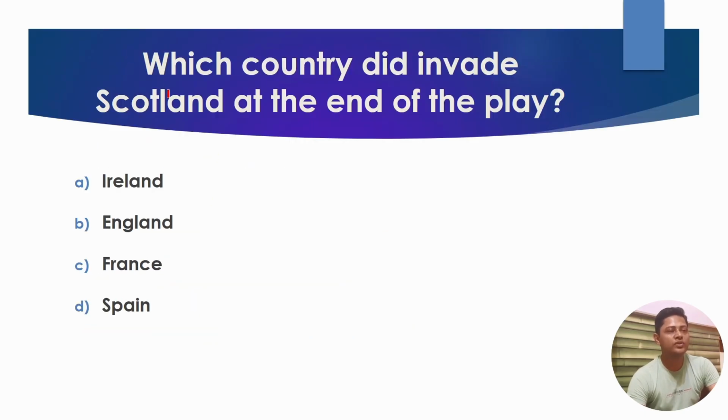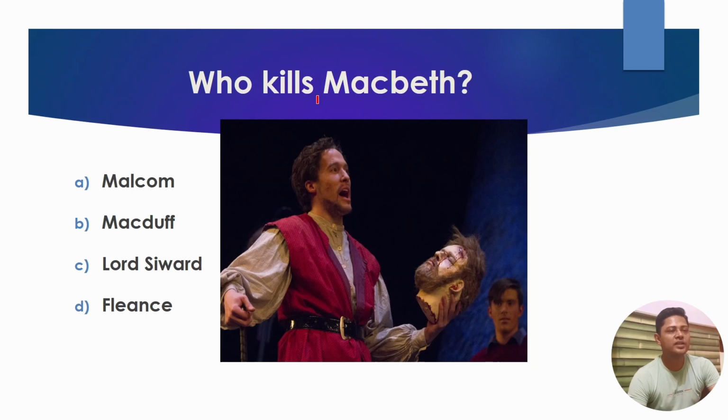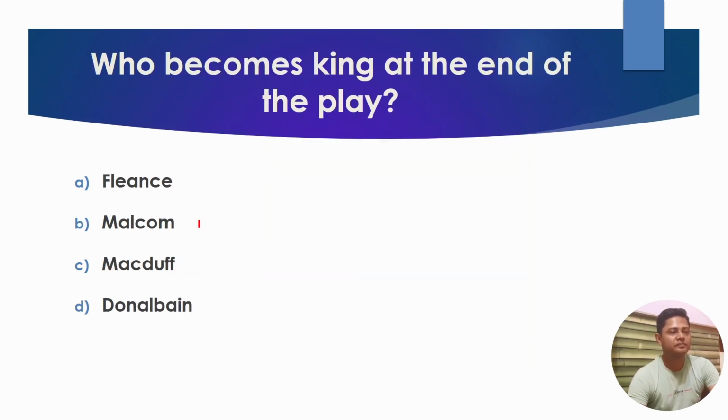The next question is, which country did invade Scotland at the end of the play? So the correct answer is England. The next question is, who kills Macbeth? So Macduff kills Macbeth. Next question is, who becomes king at the end of the play? The correct answer is option B, Malcolm.